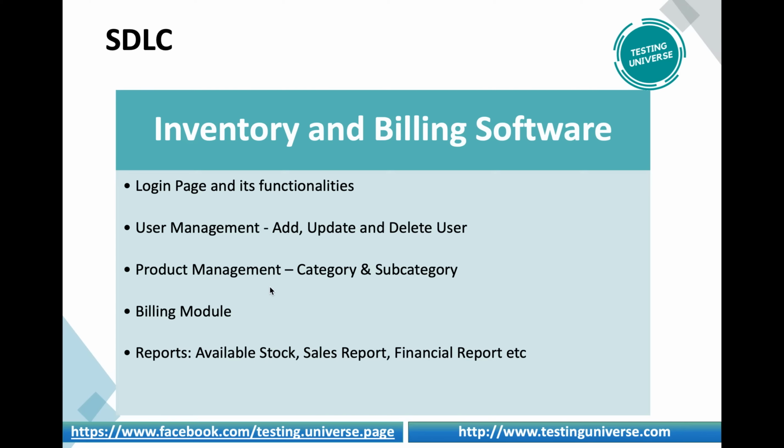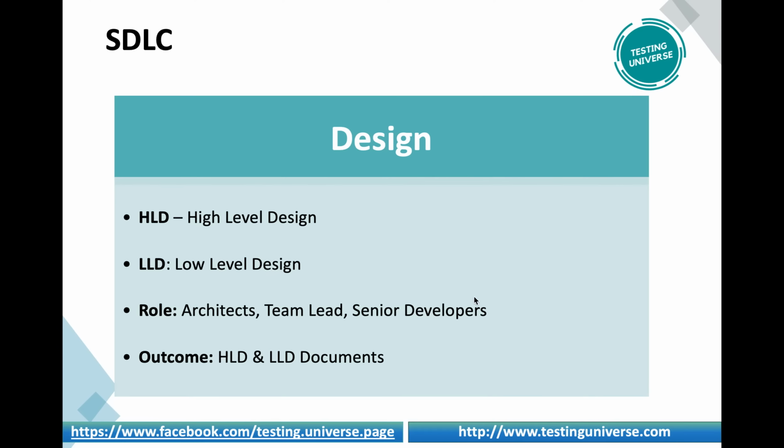So similarly, product management, right? In the product management, you will be having category and subcategory, right? In the phone industry you might be having smartphone, normal phone, like that. Different categories will be there, and then different companies will also need to be added, right? Like that you need to have a product management module, and then billing module, and then reports module. Like this everything will be written in detail, right? That's about the analysis phase.